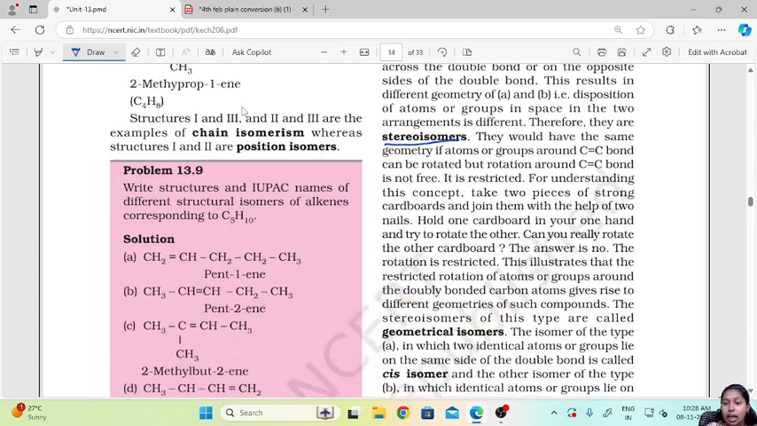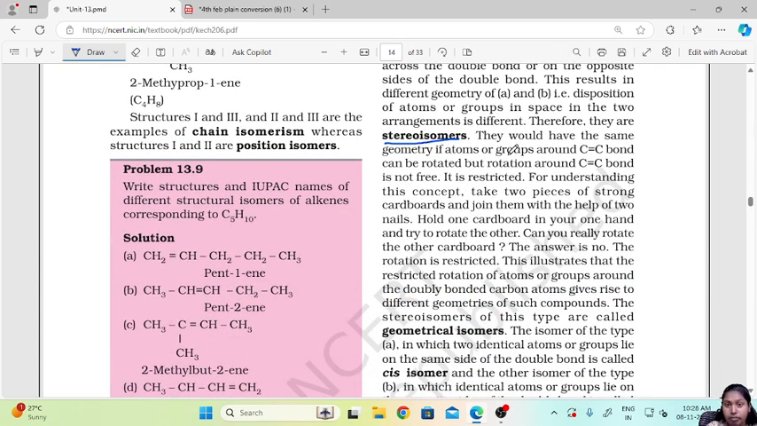Okay. Now, they have the same geometry if atoms or groups around the carbon double bond carbon can be rotated, but rotation around them is not free. Okay, it is restricted, because whenever they rotate, there is some kind of energy that is required.